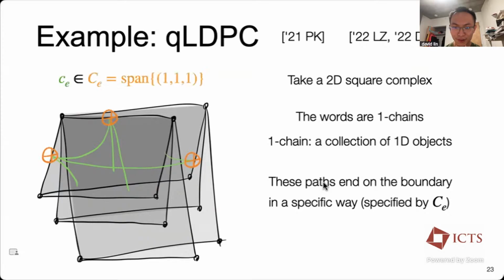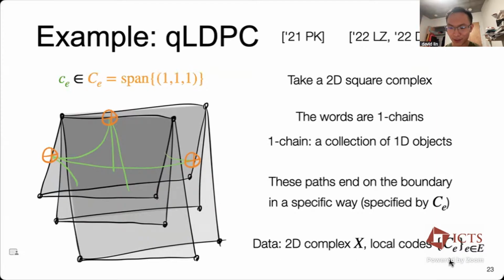Okay? So for example, if your local code is 111, then these three lines are either all present or none of them are present. Okay? And so again, the data is same as before. It's again a 2D complex with some local code defined on the edges. Okay, and so let's now just imagine the situation again. The situation now is that you have the square complex, and on top of it, there is this spaghetti, just a bunch of lines, and these lines are moving around.